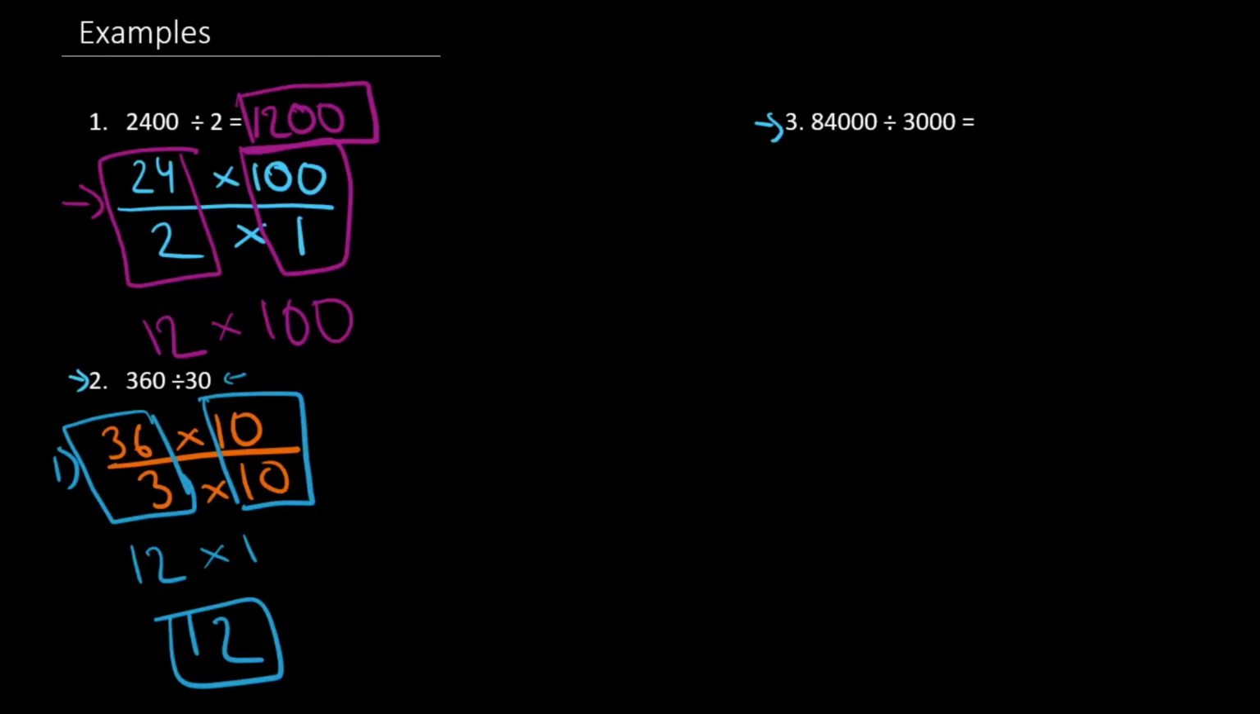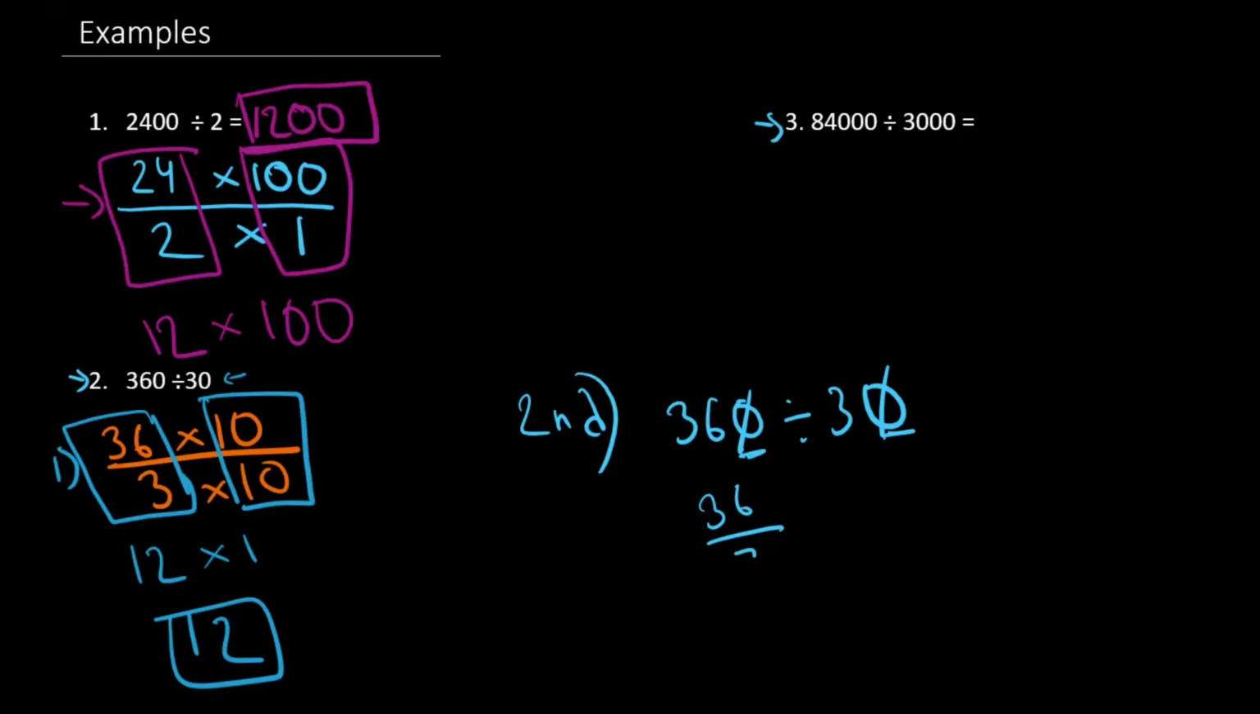The second method is pretty simple, and I'll explain why I couldn't do it for the first question. The second method is basically canceling the zeros, or crossing out the zeros. 360 divided by 30. So I'm just going to write that over here. Now, how many zeros do we have in the divisor? We have 1. And how many zeros do we have in 360? Well, we have 1 too. So we can just cancel out these zeros. Actually, we just made it simpler. Now all we have to do is 36 divided by 3.